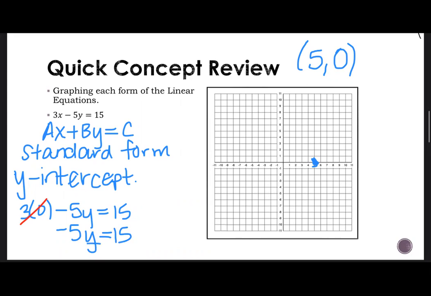Do the same thing. We're going to divide by negative 5 on both sides to get y by itself. So y equals negative 3. And that is a positive divided by a negative, so that gives us a negative number. And it gives us a point, (0, -3). So we count down on the y-axis to negative 3, and now we have 2 points. In order to graph a line, we need at least 2 points, which we have here. So we have a line connecting those 2 dots.